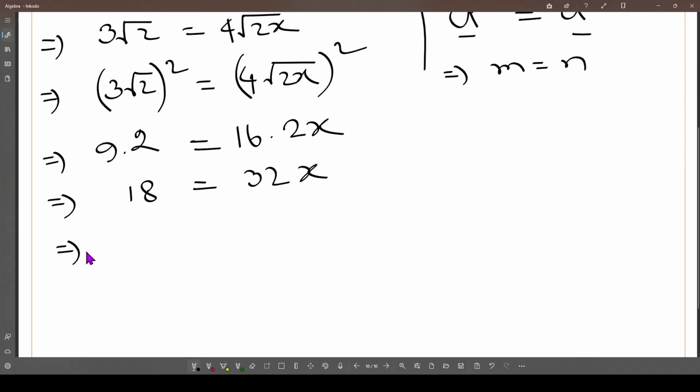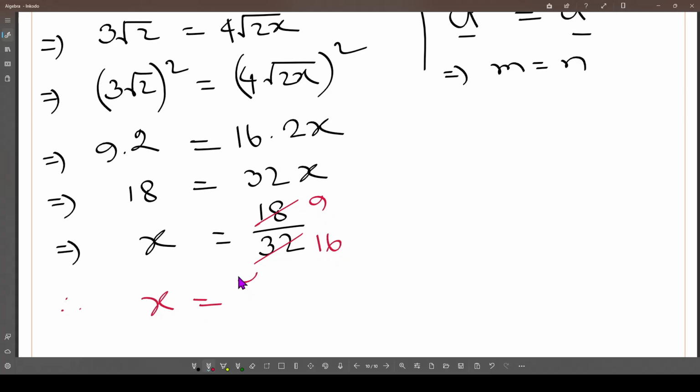Now we can divide both sides by 32, so we can write x equals what? 18 divided by 32, right? Now what can we do? We can divide the denominator and numerator by 2. So 18 divided by 2 is 9 and 32 divided by 2 is 16. So our answer is x equals 9 divided by 16. This is our answer. So the first question is done.